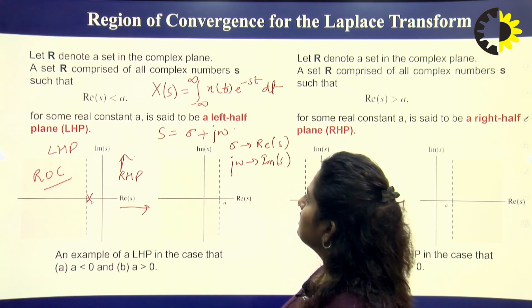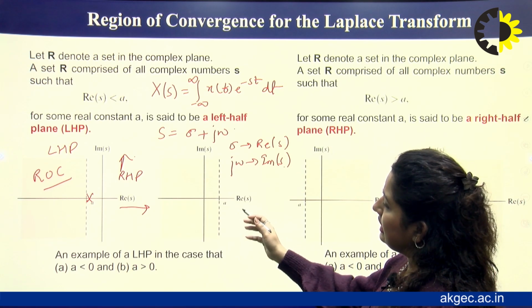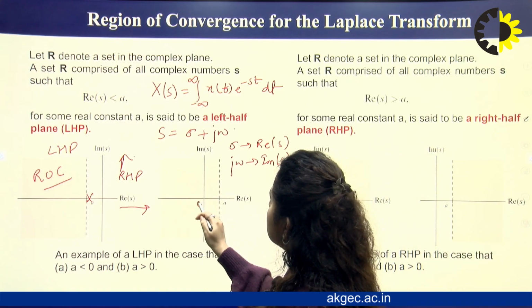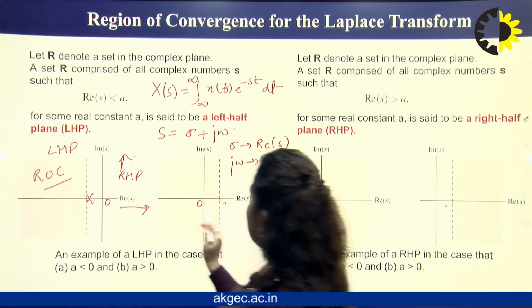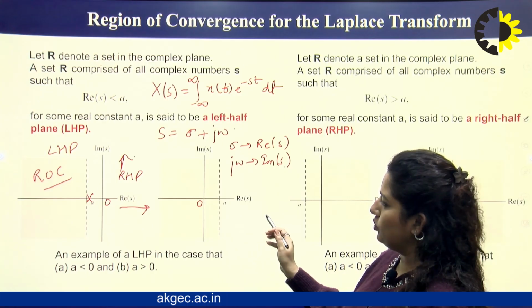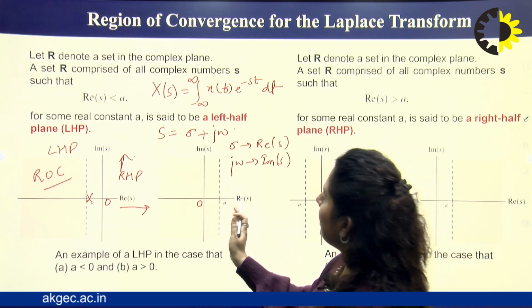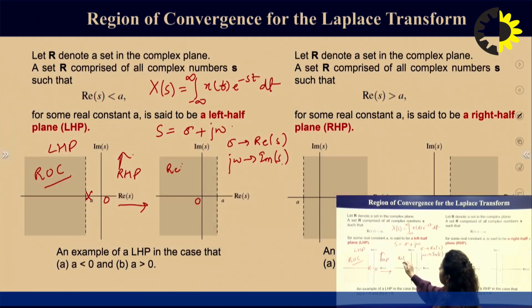Similarly, we have real of s less than a if the pole a exists on the right side. Suppose this is 0. In the first case a is less than 0, and in the second case a is greater than 0. But in both cases we have real of s less than a, because the ROC is in the left half plane.